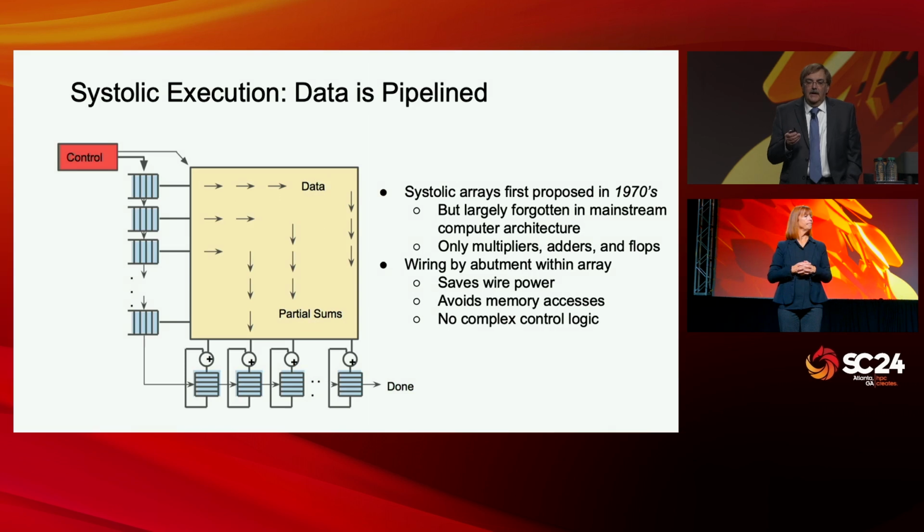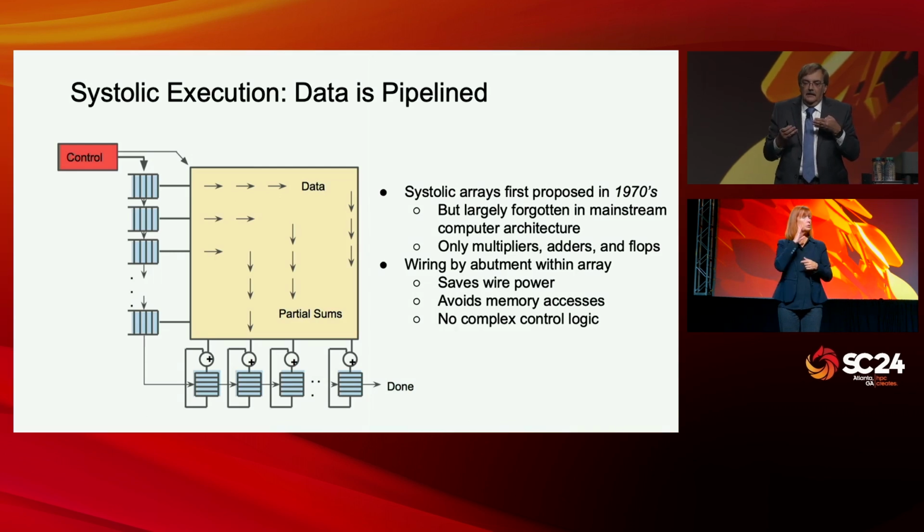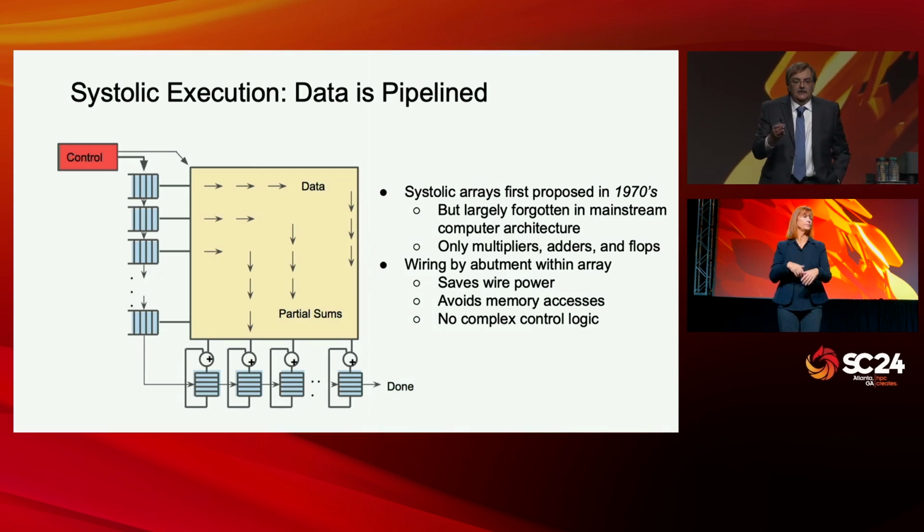The wiring is done by abutment within the array, so things are just put next to each other. There's no wires between different blocks in the systolic array, so you've eliminated wiring, which can use up a lot of power. It avoids memory accesses because we use data that we've fetched 256 times. And there's no control logic. It's just one big pipeline. It goes ka-chunk, ka-chunk, ka-chunk, and there's no conditional branch or anything.